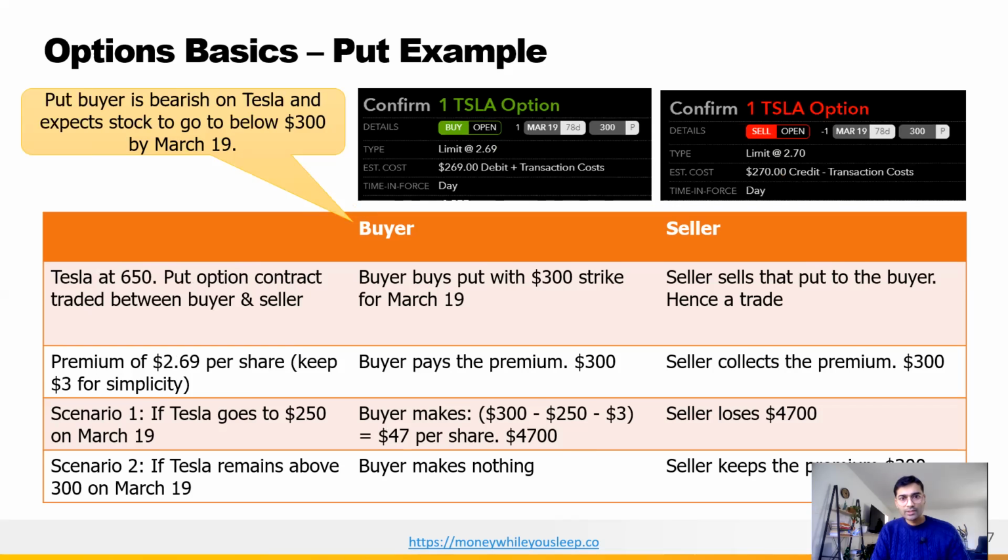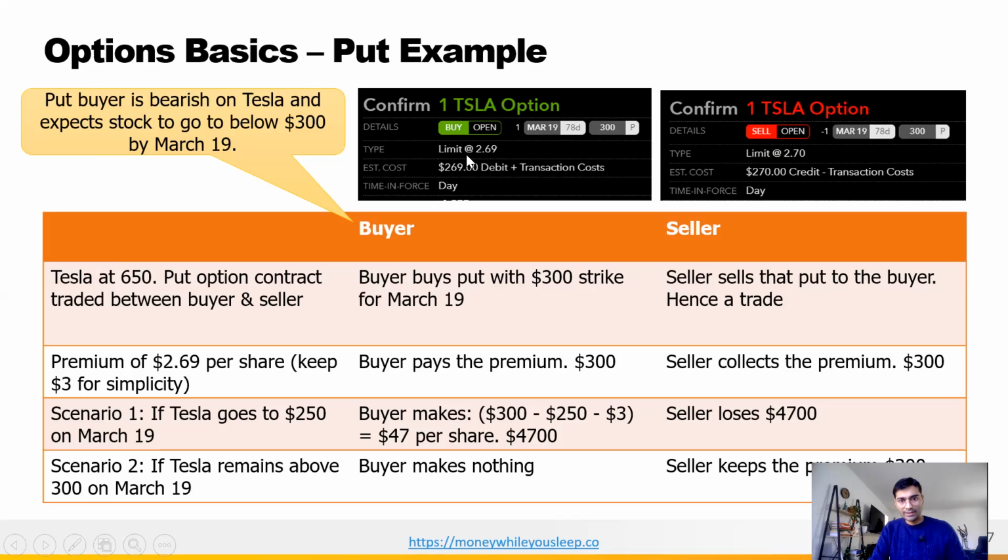Okay, so let's move to the put example. In the put example, a put buyer is bearish on Tesla, and he is expecting that the stock will go below 300. I'm just giving an example: they are saying Tesla has inflated too much and now it has to go down. So a buyer of a put who is bearish is going to buy to open one contract of Tesla for March 19th, and he's putting 300 as a strike price. He is expecting that Tesla will crash by March 19th and go below 300. Make sense?